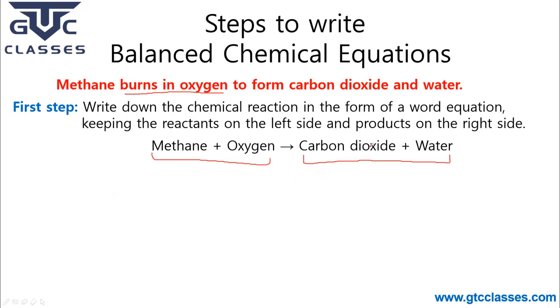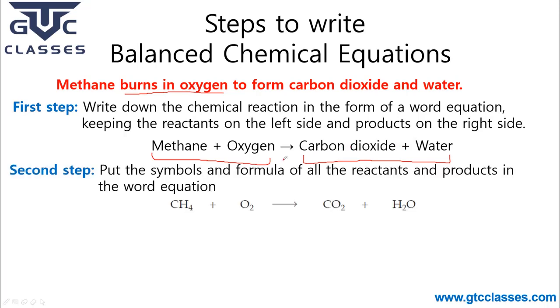So first you have to write this word equation. Clear? Now the second step is to write the formula for the compounds that you have written in the reactants and products. Methane is CH4, oxygen is O2, CO2 is carbon dioxide, H2O is water. You also have to remember the compound name in English and the formula for it. At the end of this video I have given an exhaustive list of those compounds that you can refer to.